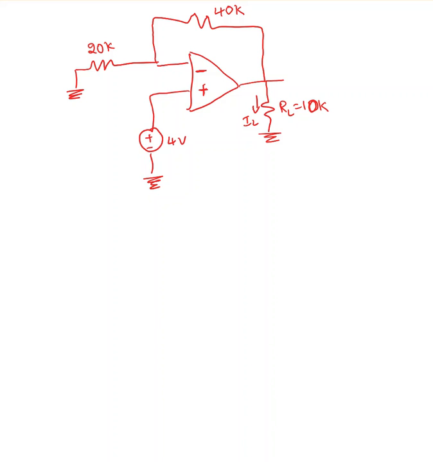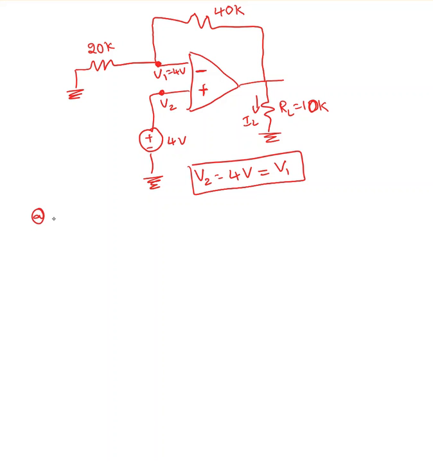So this is a non-inverting amplifier, since I'm giving input to the non-inverting terminal. We always take this value as V2 and the voltage at this point as V1. So what is V2? V2 is 4 volts, and we always know V2 is the same as V1, so V1 is also 4 volts.